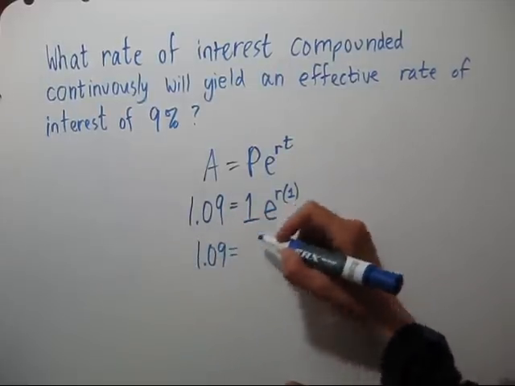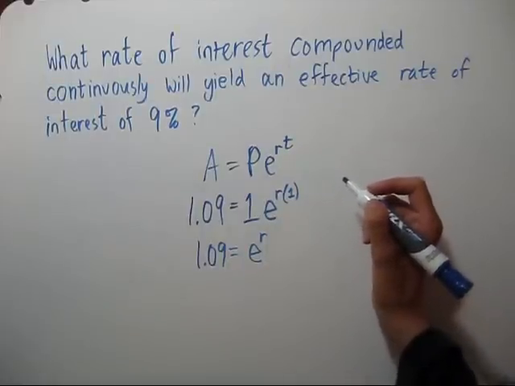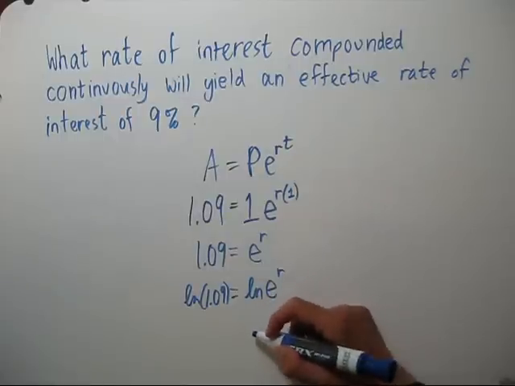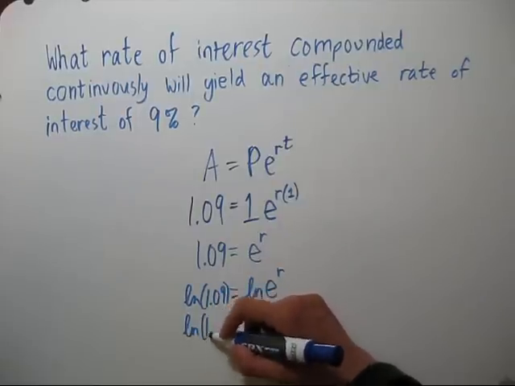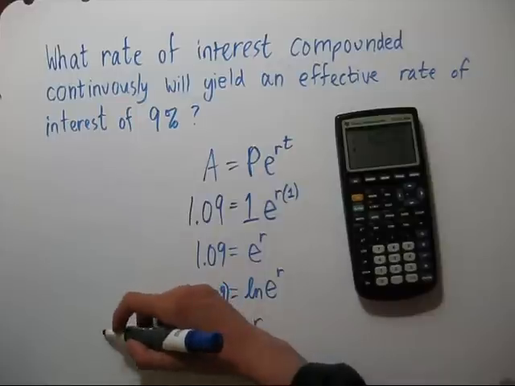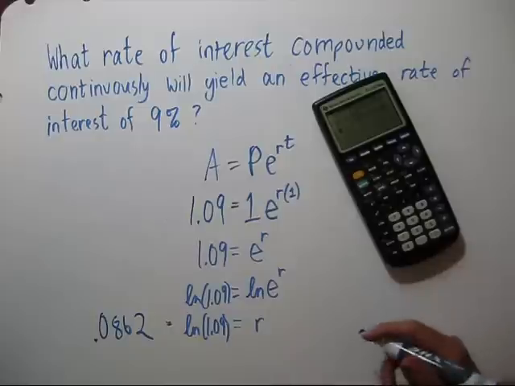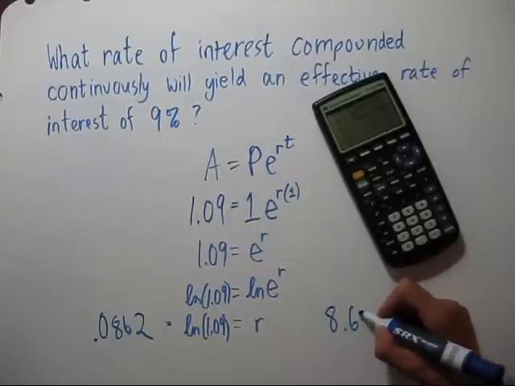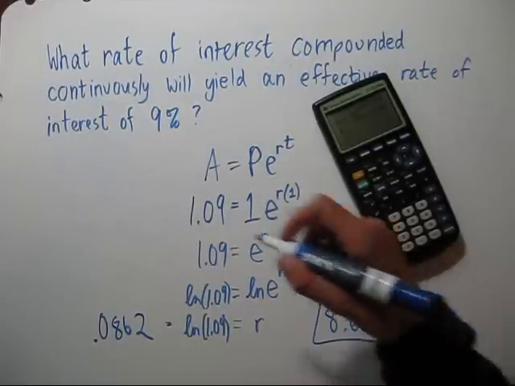Well, multiplying by 1 doesn't change things, so we have e to the R equals 1.09. To get an exponent down, you natural log it. Natural log of e to the R is just R. So we have R equals the natural log of 1.09. Let's do that one on the calculator. And we get 0.0862. So expressed as a percentage rather than in decimal form, it's 8.62%. And that makes sense. It should be lower than your 9%.